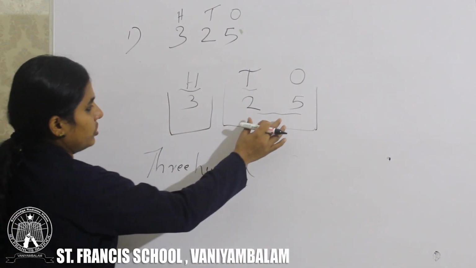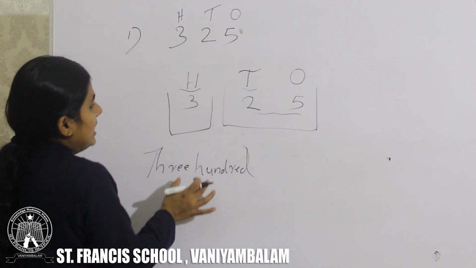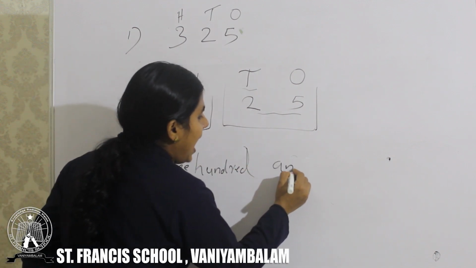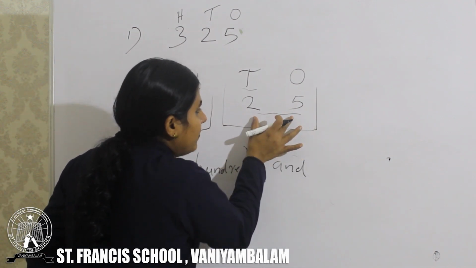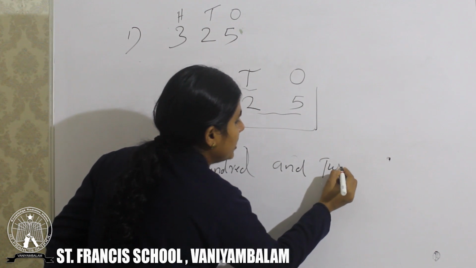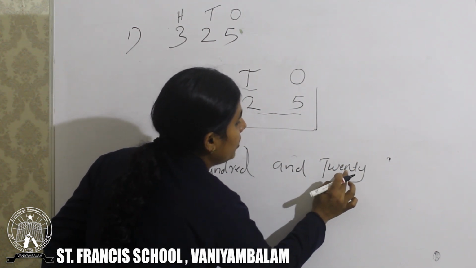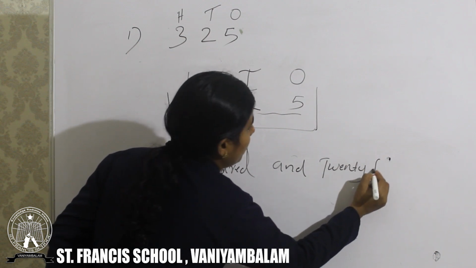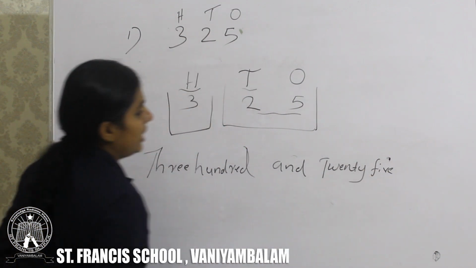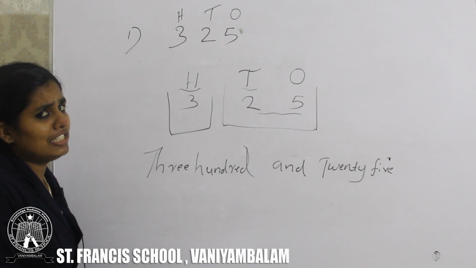This part we want to read together. Then write here 300, and then this part we want to read together. 20. What is the spelling of 20? T-W-E-N-T-Y. 25: F-I-V-E. Very simple now.